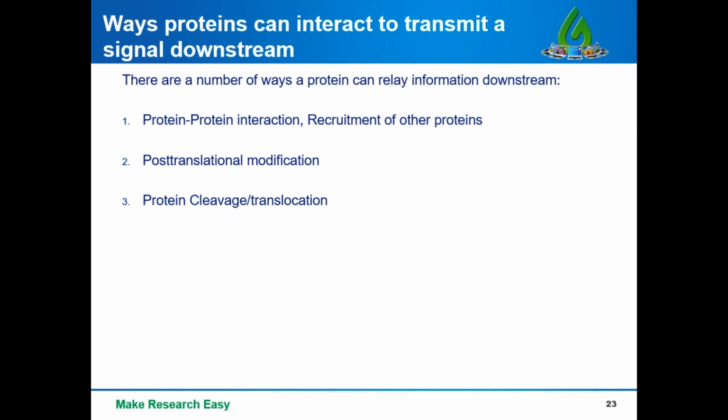Lastly, I want to go over real quick the various ways that proteins can actually interact and transmit a signal downstream. There are a number of ways that they can accomplish this goal. One of the main, and more obvious, ones would be protein-protein interaction, and through this interaction, the recruitment of other proteins.